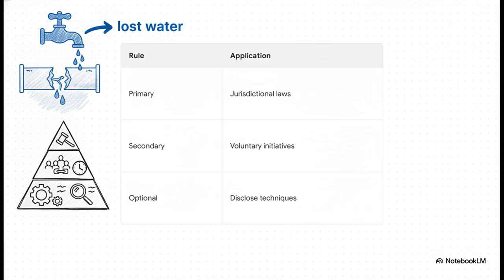So SASB provides a clear reporting hierarchy. Your first stop is the primary method. You calculate losses according to applicable jurisdictional laws or regulations. If your local area doesn't have those, you default to the secondary method, which is calculating the volume according to accepted voluntary initiatives. Finally, utilities always have the option to disclose the specific, highly technical measurement techniques they employ to track down and quantify that lost water.